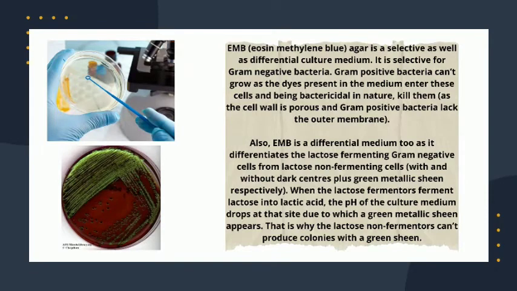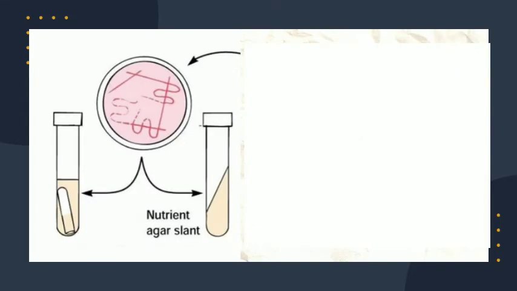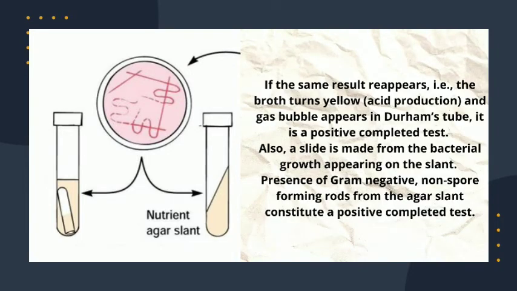And once again, to be 100% sure, a third and last test, the completed test, is conducted where a loopful from the isolated colony with the green sheen is taken and aseptically inoculated into fresh, similar lactose fermentation broth. If the same result reappears, that is, the reproducibility of the results is seen, if the broth turns yellow and a gas bubble appears in the Durham's tubes, it is a positive completed test. Also, from this, a slide is made by gram staining, and the presence of gram-negative non-spore forming rods from the agar colony constitutes a positive completed test.